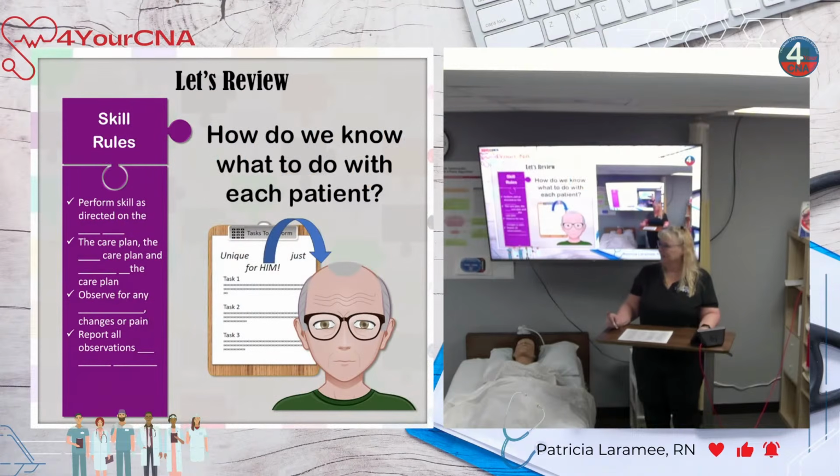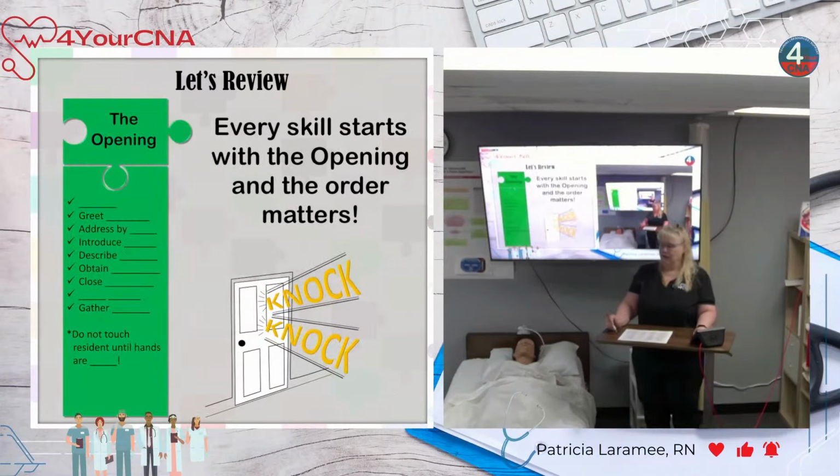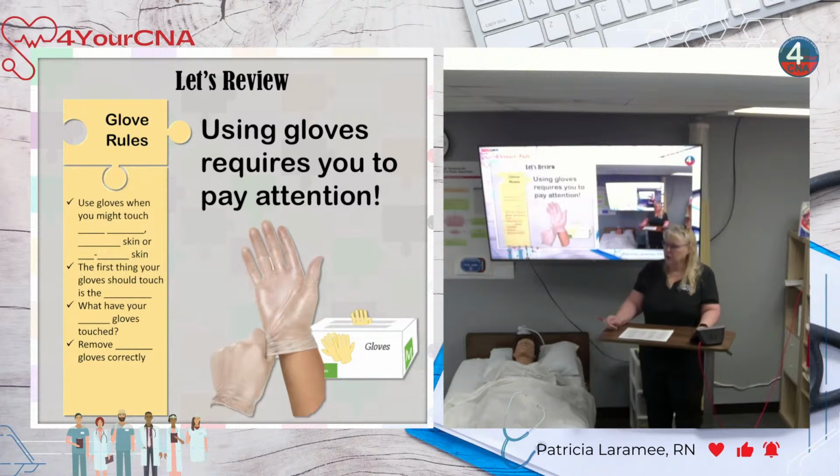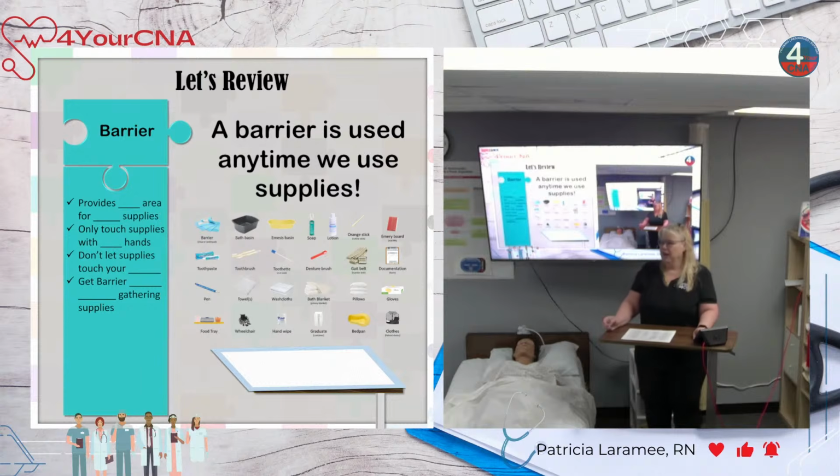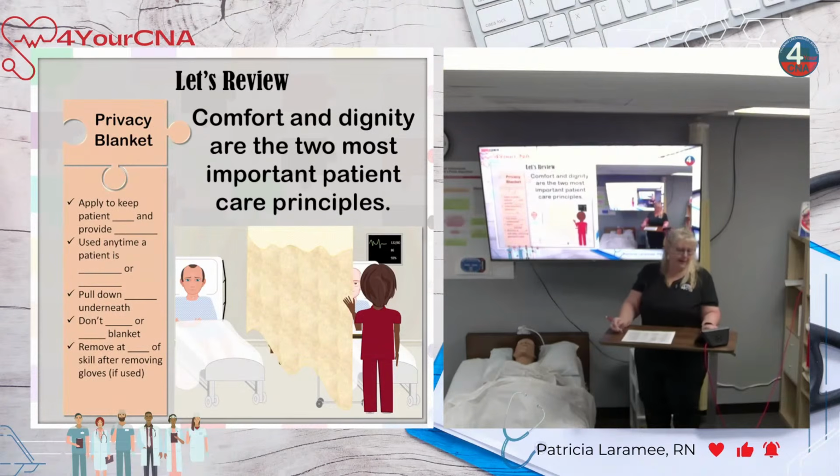Okay. How do we know what to do with each patient? Care plan. Yeah. Every skill starts with an opening. Every opening starts with a knock. How do we know when we need gloves? Non-intact skin, body fluids, and personal skin, anything normally covered by a bathing suit. If you're going to use supplies, you need a clean place to put them. So we're going to use a barrier. Privacy blanket is used anytime a patient is uncovered or undressed. That's right.